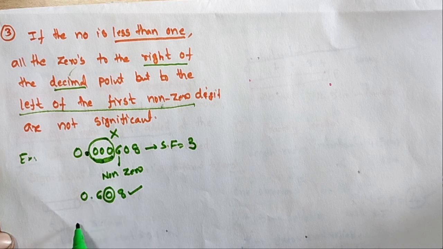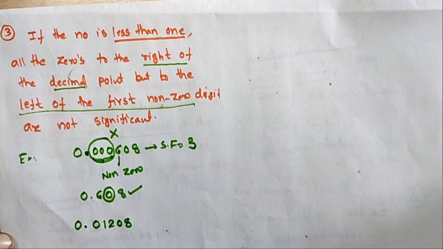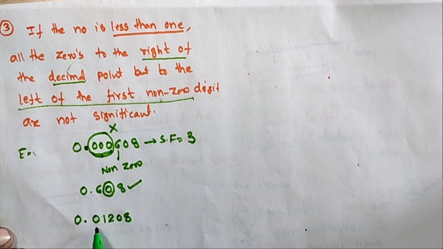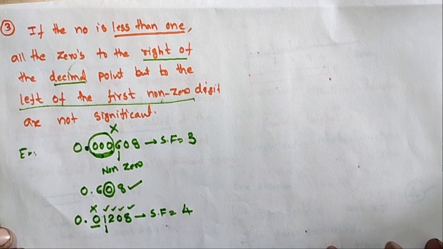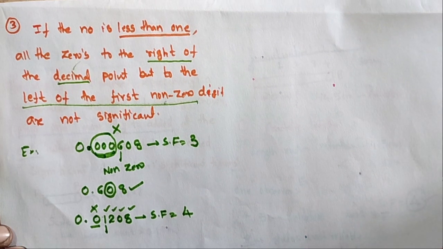For example, here 0.01208. What is the significant figure? So here this first 0 is not a significant figure. Therefore the significant figure is 1, 2, 3, 4. The 4 are significant figures.